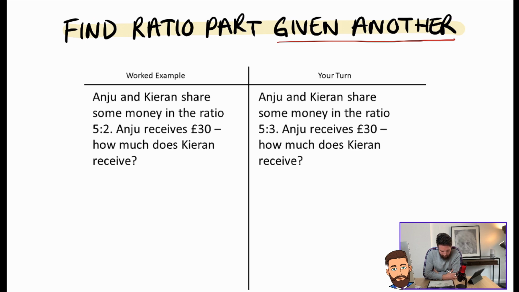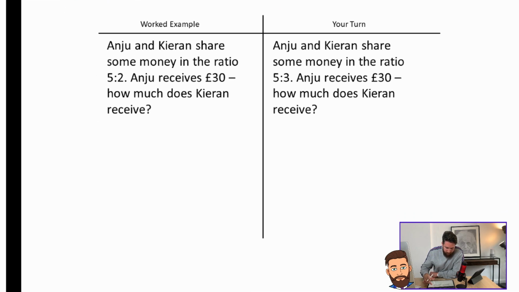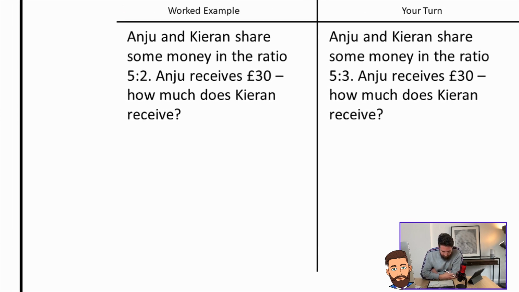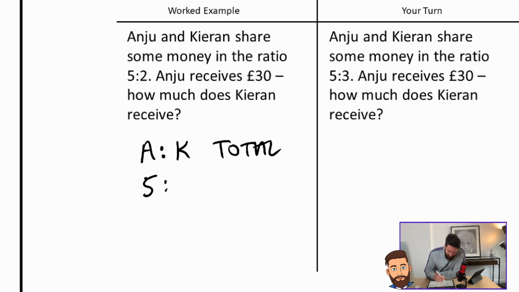Now this is a little bit more difficult than sharing a total. Most students know how to do what we just did, but this is going to rely heavily on understanding how you lay out your ratio to get the correct answer. So if we look at this worked example, it says Andrew and Kieran share some money in the ratio 5:2. So Andrew and Kieran with a total, always put a total column. So that must be a total of 7 parts.